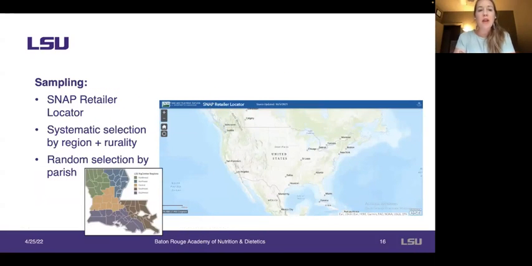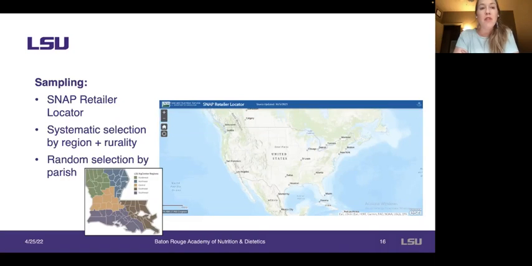And I don't know if any of you are familiar with the SNAP retailer locator, but the USDA has an online searchable database that will tell you all of the stores that are SNAP authorized within a community or within a state or even nationally. So you can download these databases that give the store name, location information, that can then be matched to determine whether or not the parish that they're in could be classified as urban or rural.